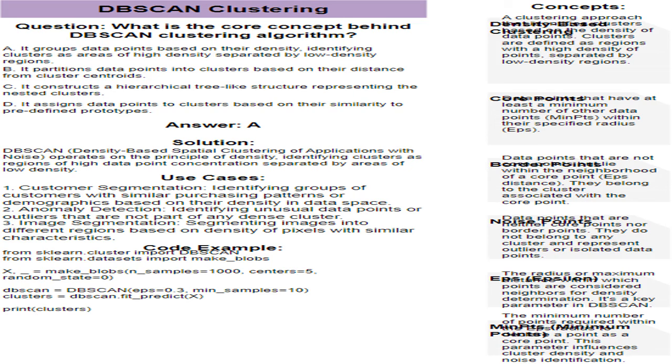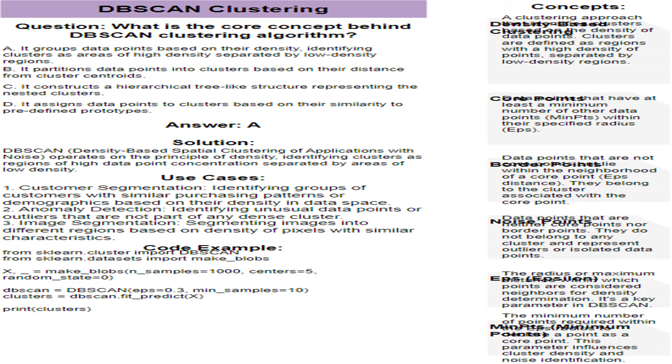MinPts, minimum points. The minimum number of points required within the epsilon radius to declare a point a core point. This parameter influences cluster density and noise identification. A higher MinPts threshold will result in fewer core points and potentially larger clusters.